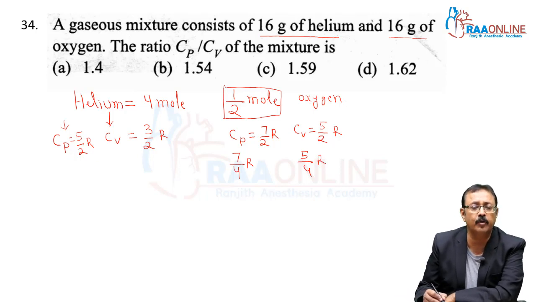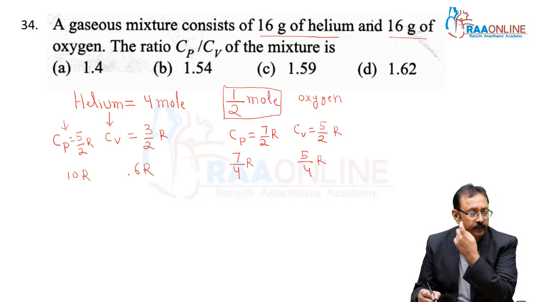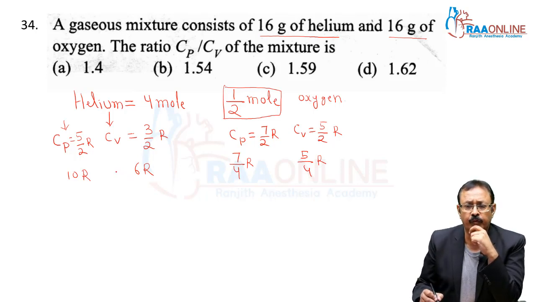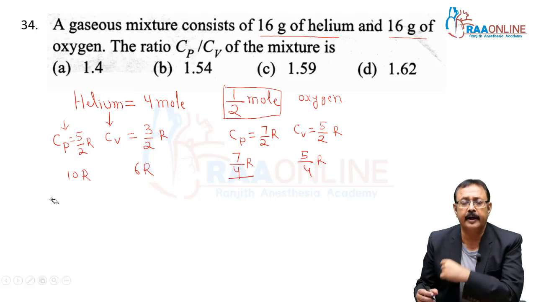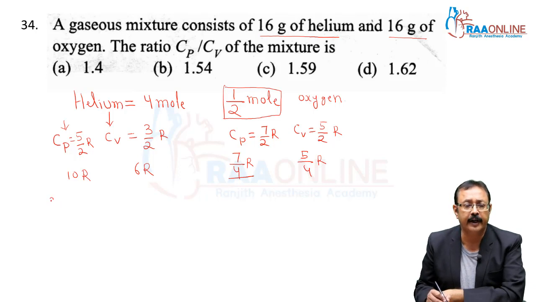For helium, for 1 mole we need 5/2 R at constant pressure, and we have 4 mole. So 4 times of this, it means we need 10 R energy. At constant volume, 4 times of this, 2 2s and 2 3s, we need 6 R. So what we are going to get now, 10 R plus 7/4 R. We need total energy for 4 mole and half mole, it means for 9/2 mole.